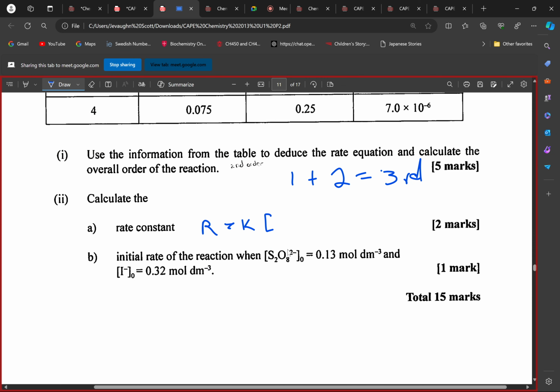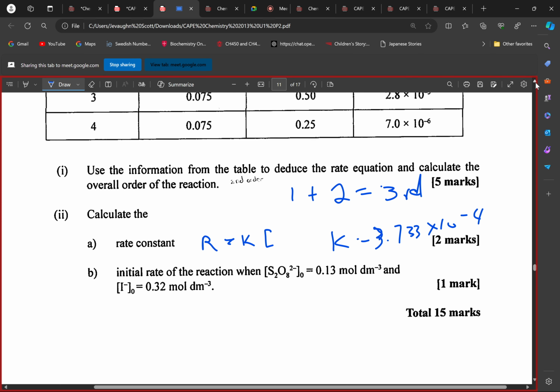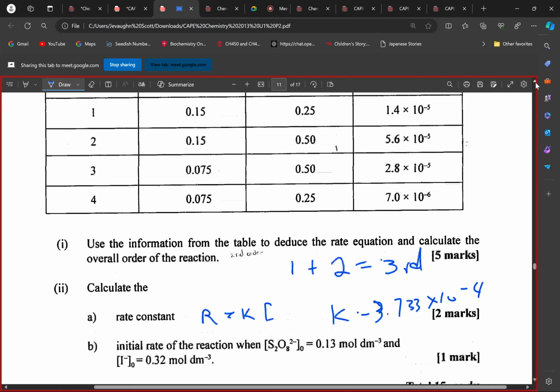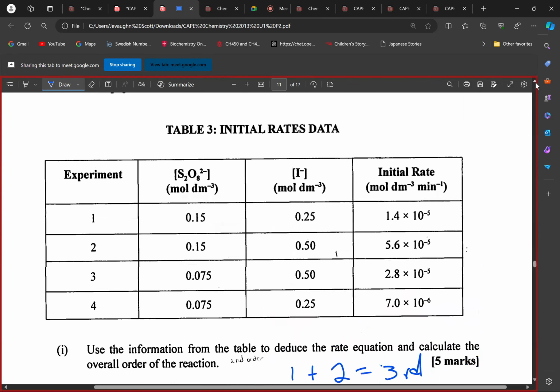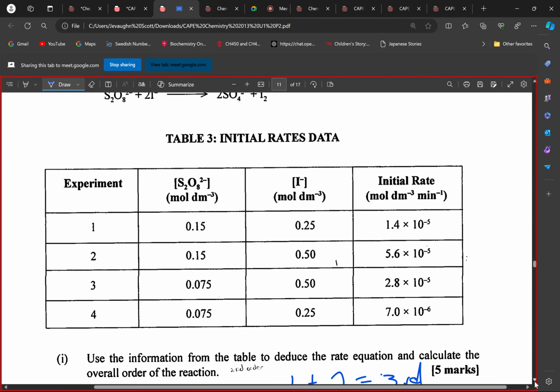The rate constant k over here should give 3.733 times 10 to the negative 4th power. And the rate constant, though, since you have something like that, with your rate constant, what would be the unit of k for a third order reaction?